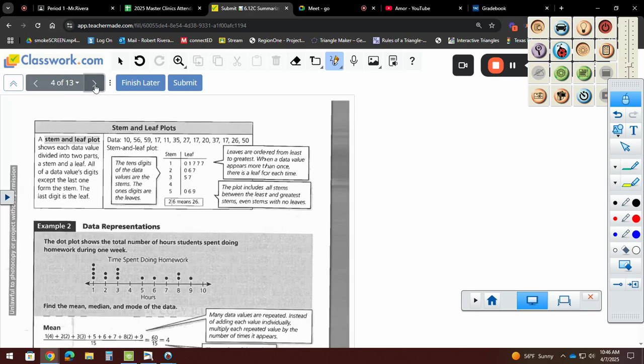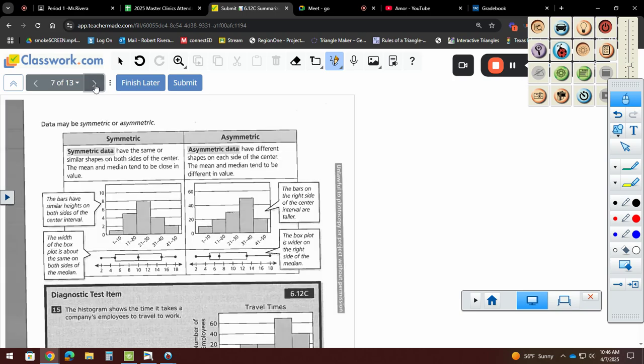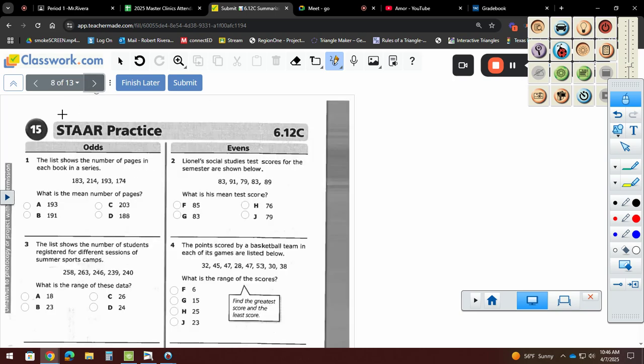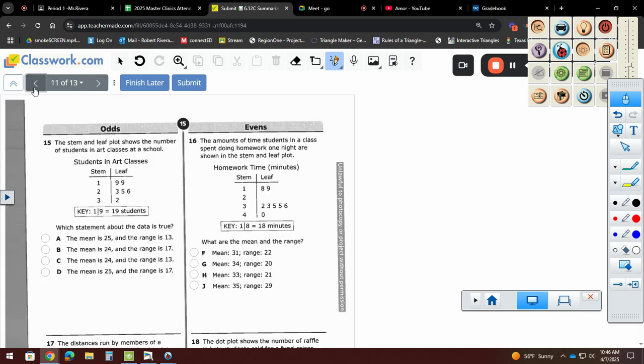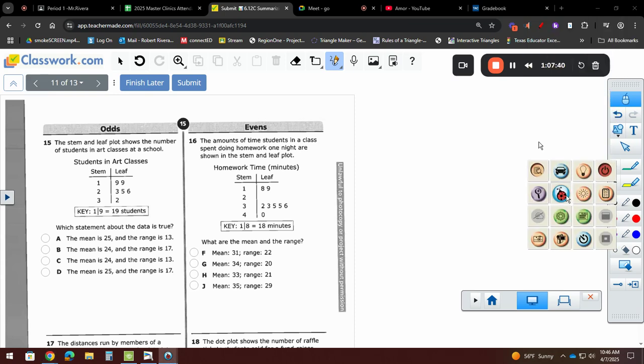You know what? I'll be nice to you all. Let's do this. Start the homework at slide 8 and go all the way to slide what? 11, and that's it. That's your homework. Slide 8 to slide 11.